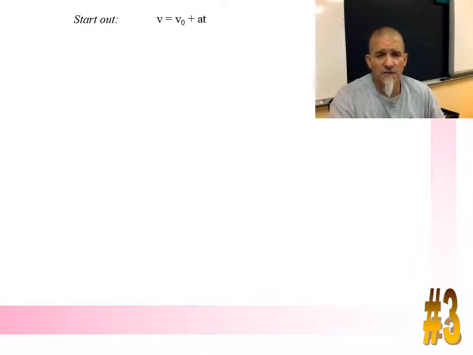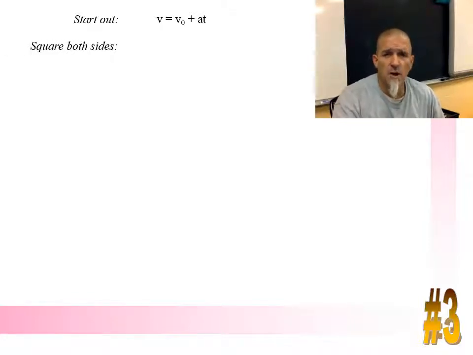V equals V0 plus AT. Equation number 1 from our Sensational 6. And just for fun, let's square both sides of that equation. Why, don't worry about why once again, just that we can do it. We can do anything we want to an equation as long as we do it to both sides of the equation. And so let's square both sides of this equation.